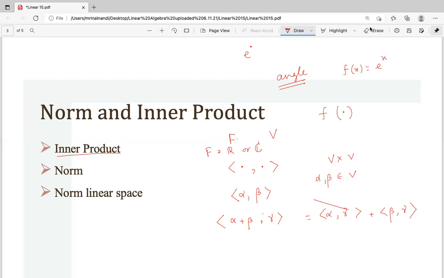Now in a general set, this plus is not there, so you need a vector space. You have to define this addition. Otherwise, in the definition of inner product, addition is already there. So to define an inner product, you need a vector space, but to define a distance, you don't need a vector space.